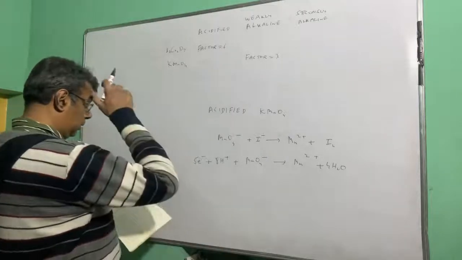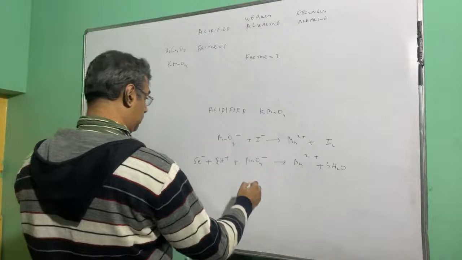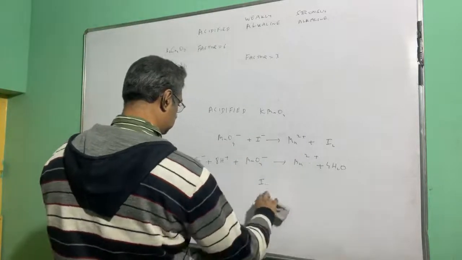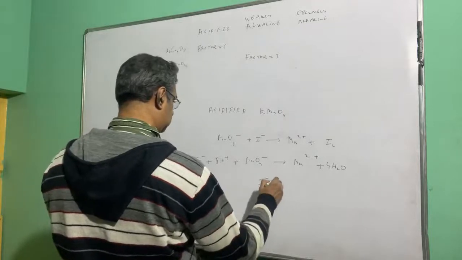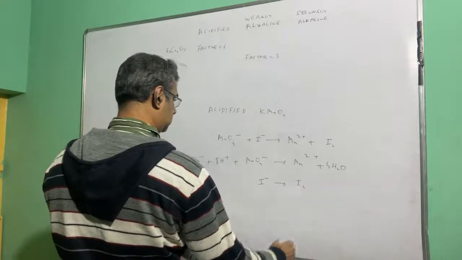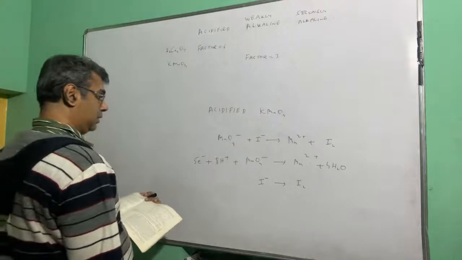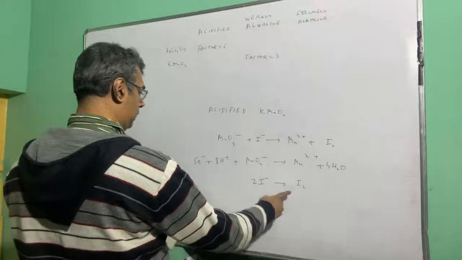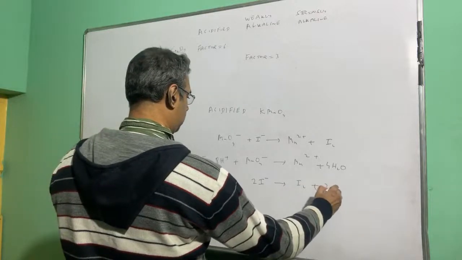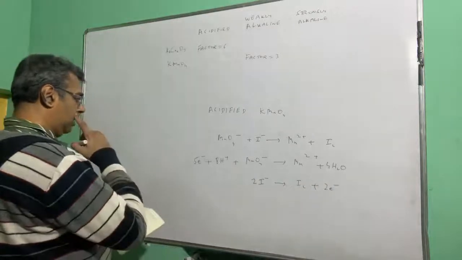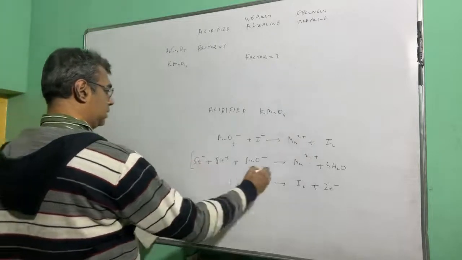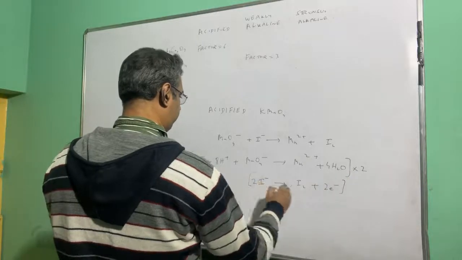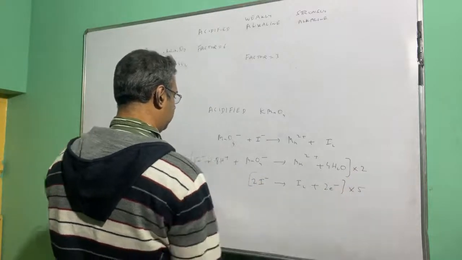And next we come to the second half of the reaction. So I minus is changing to I2, so you put a 2 here. Then iodine is balanced and then you write 2 electrons here. So now everything is ready, so just multiply this reaction with 2 and this reaction with 5.